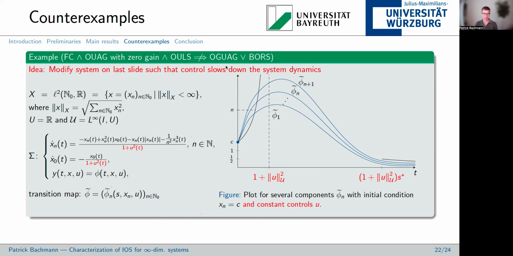So this is the actual aim that we had, that we could show that the output uniform asymptotic gain property and the output global uniform asymptotic gain property are not equivalent anymore in infinite dimensional systems. And for finite dimensional systems, we have this equivalence. So this example is crucially infinite dimensional. Okay.